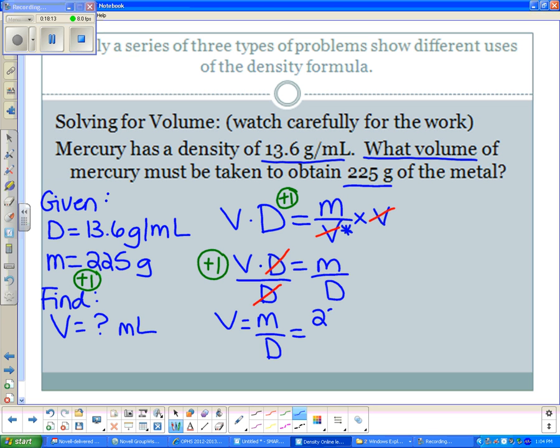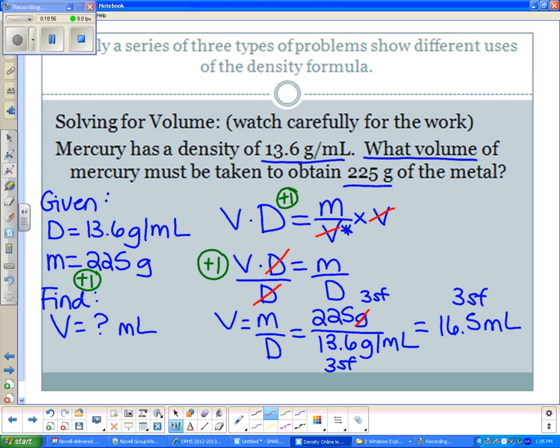Our mass is 225 grams, and our density is 13.6 grams per milliliter. Look at those sig figs again. 225 has 3 sig figs. 13.6 has 3 sig figs. So our answer will be able to have 3 sig figs. Take 225 and divide it by our 13.6. And we get 16.5 milliliters.